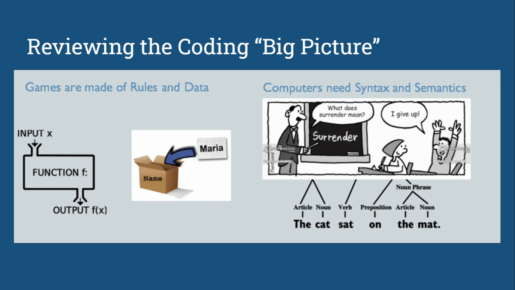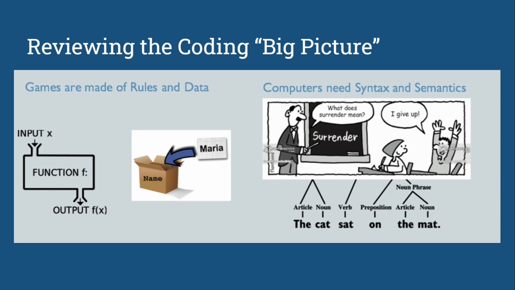Let's get my slides here. Okay, so let's talk again a little bit about the big coding picture. Games are made of rules and data. They have variables and functions. Functions act on variables. They take input. They have output. They work on things. They cause things to happen. They happen as a result of things, and so on.